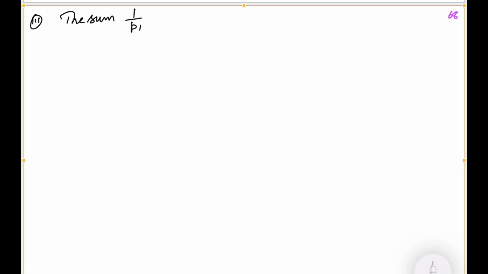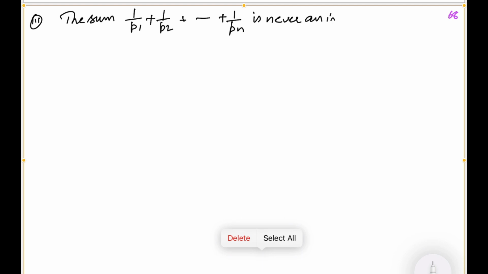And the third part is that the sum 1 upon p1, plus 1 upon p2, up to 1 upon pn is never an integer. Let this sum be an integer and say it is a.